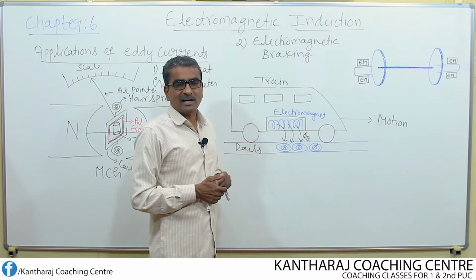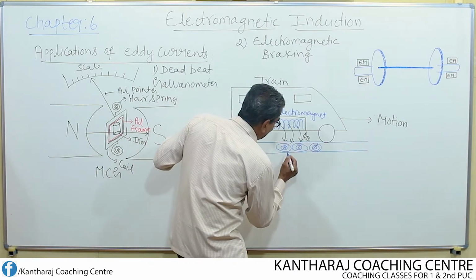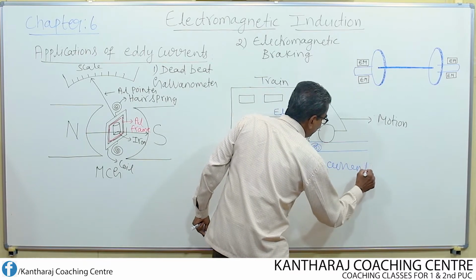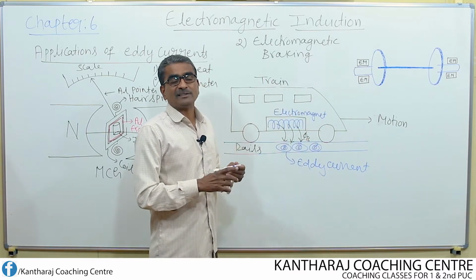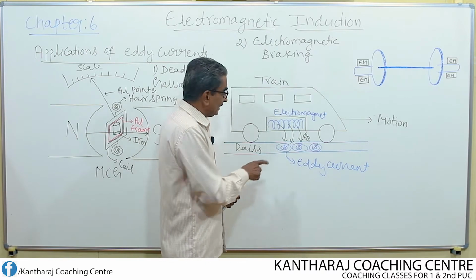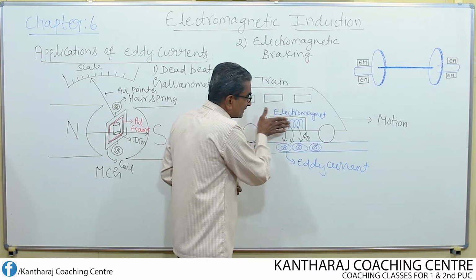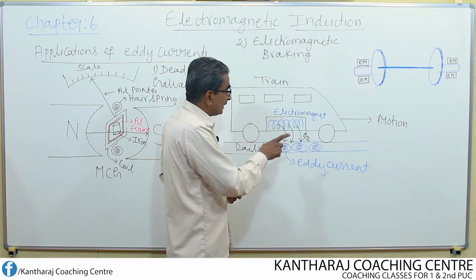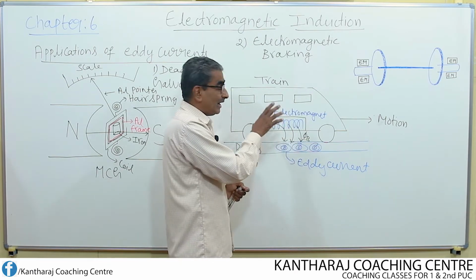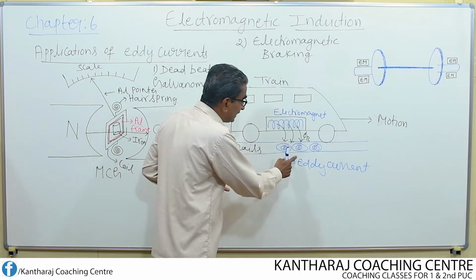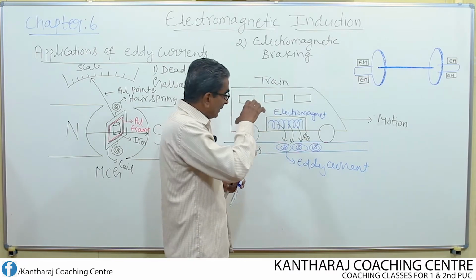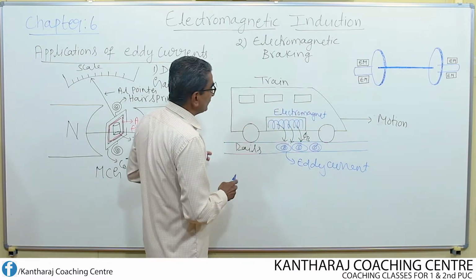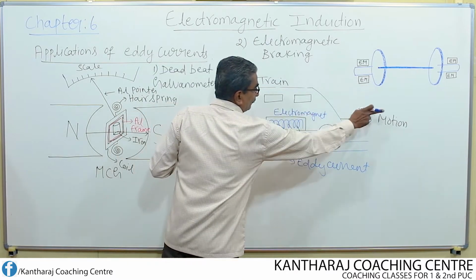And according to Lenz's law, the direction of this eddy current is such that it always opposes the change that causes it. Here the eddy current is caused because of relative motion. Therefore, the direction of eddy current should always oppose the change. Oppose the change means this eddy current now applies a retarding force on the train. Retarding force means opposing force to the direction of motion of the train.